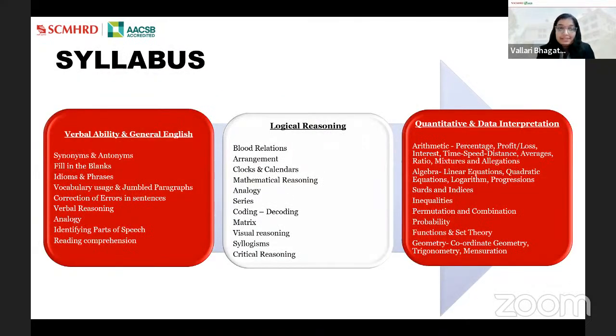So a little bit about the syllabus. For verbal ability and general English, personally, I feel that a lot of the questions are focused on fill in the blanks, verbal reasoning, and correction of errors in sentences. For logical reasoning, some of the important topics are clocks and calendars, series, and visual reasoning. For quantitative ability, arithmetic and algebra is something that most of the questions come from, and we can focus on.